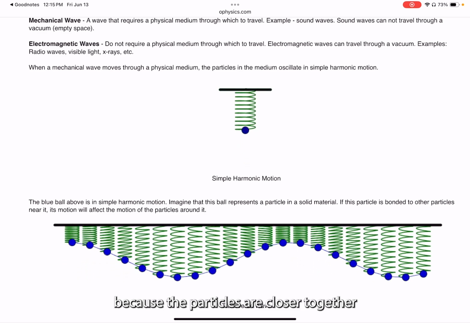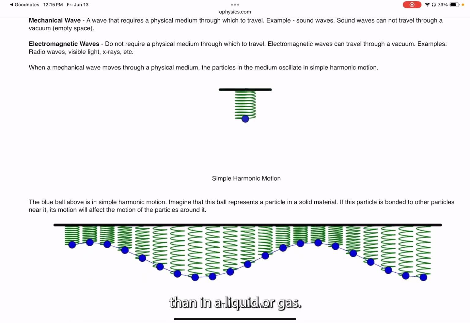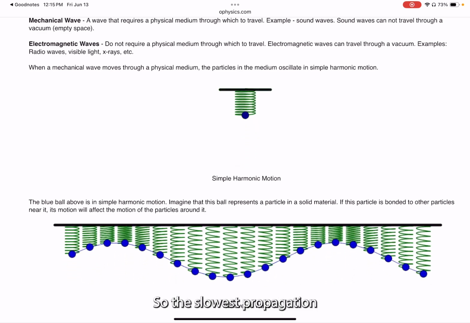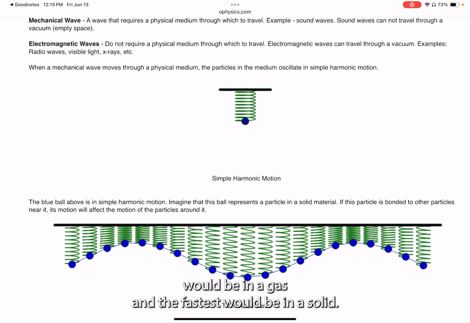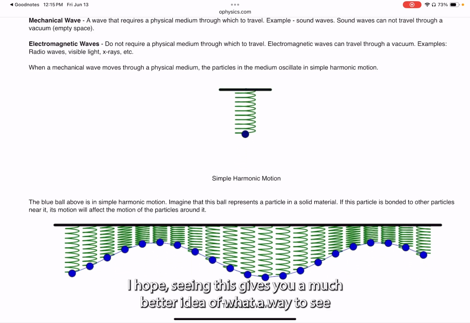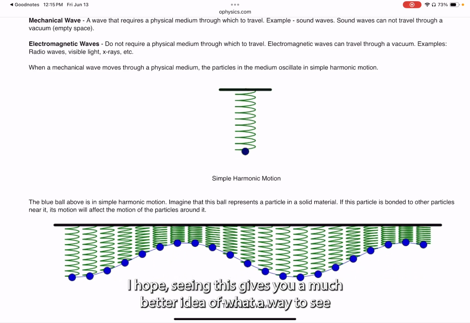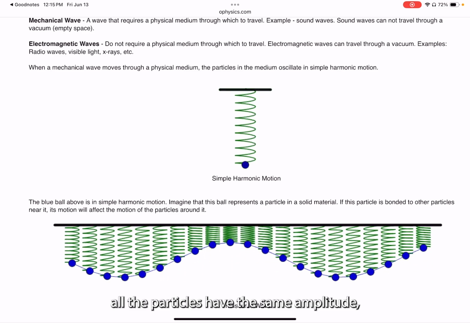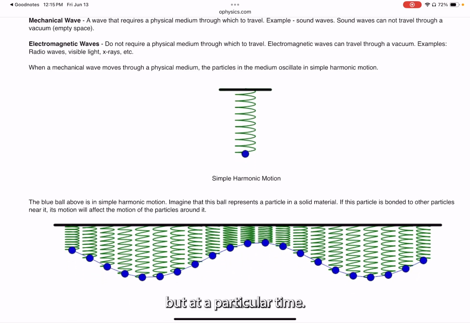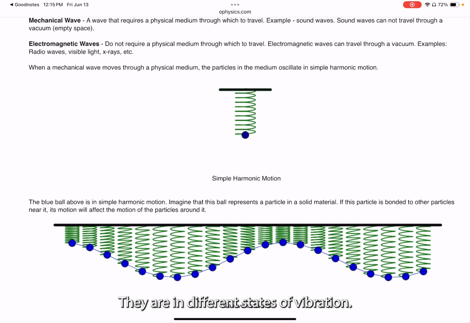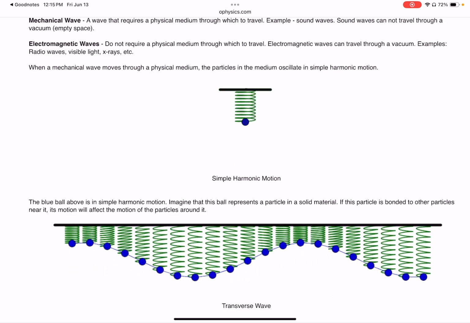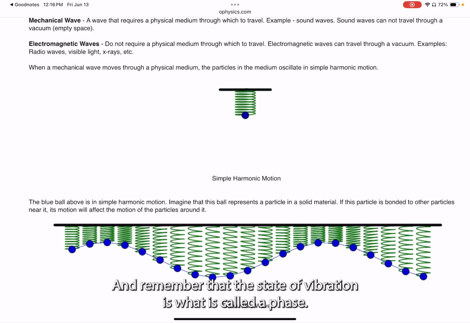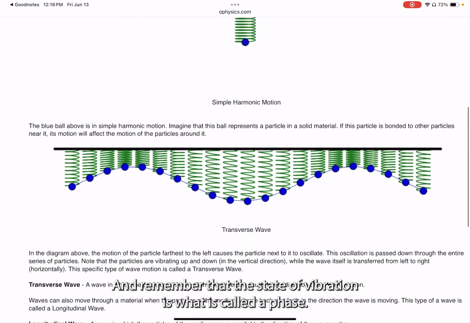In fact, waves can move faster through a solid. Why? Because the particles are closer together than in a liquid or a gas. So the slowest propagation would be in a gas, and the fastest would be in a solid. I hope seeing this gives you a much better idea of what a wave is. See, all the particles have the same amplitude, but at a particular time, they are in different states of vibration. And remember that the state of vibration is what is called a phase.